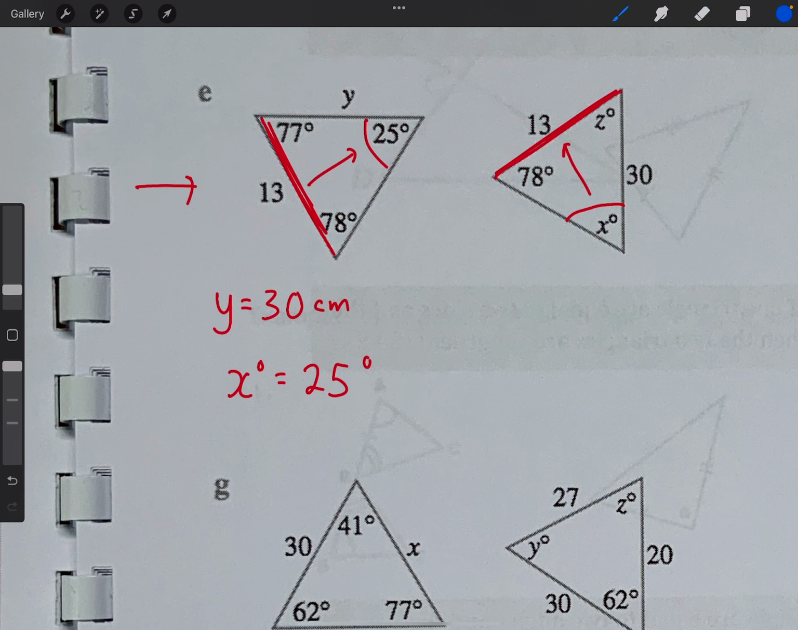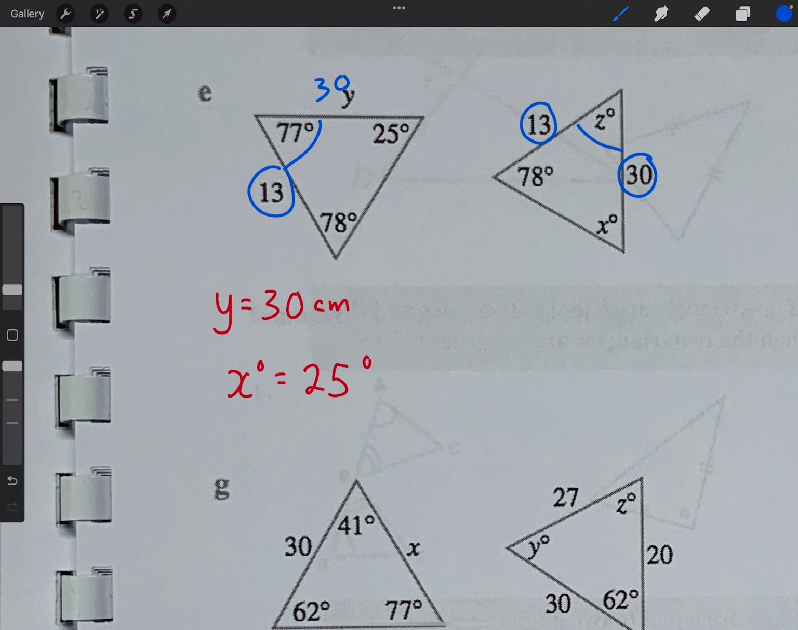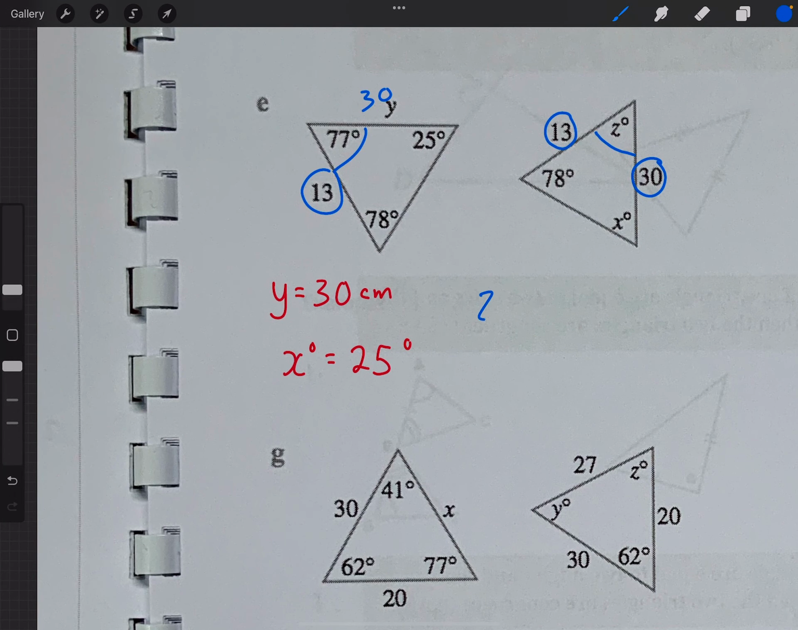Now, angle Z is opposite, actually, there's nothing there, so we can't say anything. But we can see that angle Z sits between the length 13 and 30. So let's see. We know this is 13. We know this is 30. So the angle that's between it is 77. So therefore, angle Z must be 77 degrees. It's just a matter of matching the vertices with the angles and the sides with the sides.